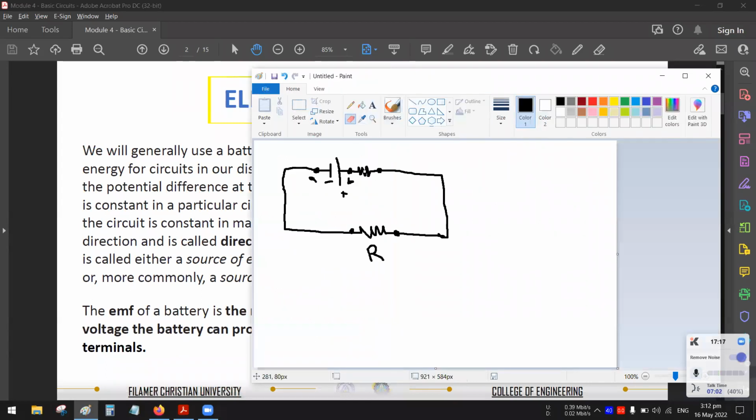Erase muna natin. Medyo malapit siya. Ayan. So, meron tayong another point dito. So, let's say point C. So, this is for the internal resistance of a battery. Then, we have the point D here. So, yung full circuit natin for the battery is nandito sa loob ng dash line.